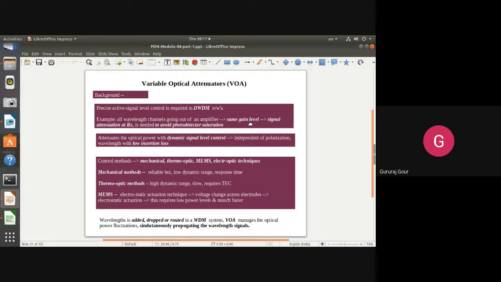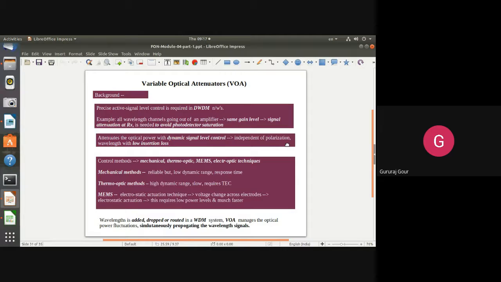In such a case, the amplifier is going to attenuate the optical power with dynamic signal level control, which is independent of the polarization, meaning the orientation of the field components of the optical signal that you are about to amplify. It should be independent of that orientation, and it should not depend on wavelength, with low insertion loss. These two things will matter if you are going to design the optical amplifier with this dynamic signal level control or attenuation control.